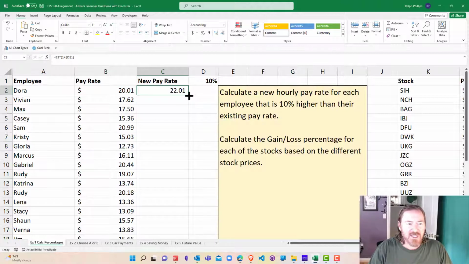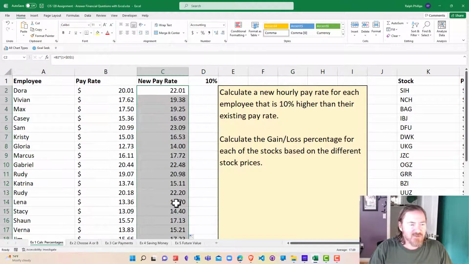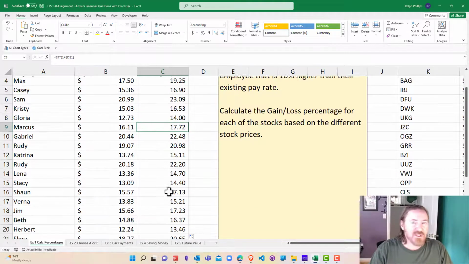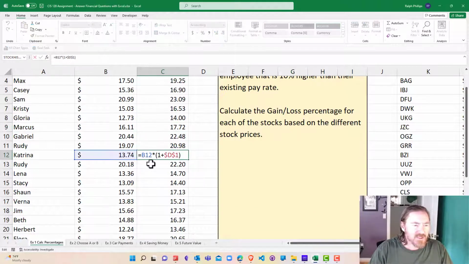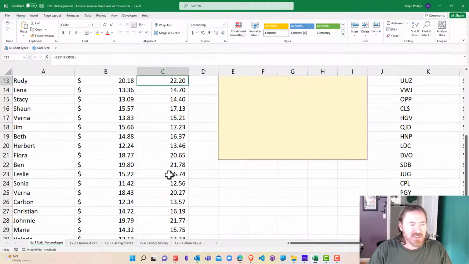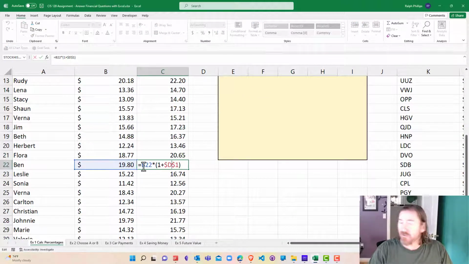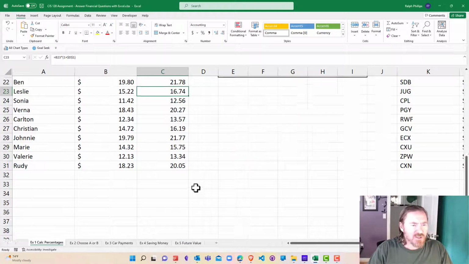Now, I'll select that, double click my fill handle, and it's going to bring that formula all the way down. If I go to one of these other formulas, there we go, B12 times 1 plus D1. That absolute reference means they're always going to refer to that D1, whereas the relative reference is B12. And if I look at another one, the relative reference changes to B22, whereas the D1 is still the same. And I think we can call that one complete.